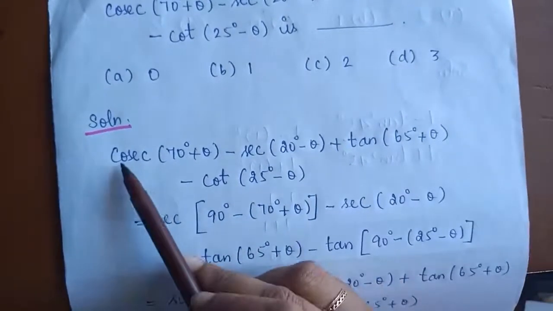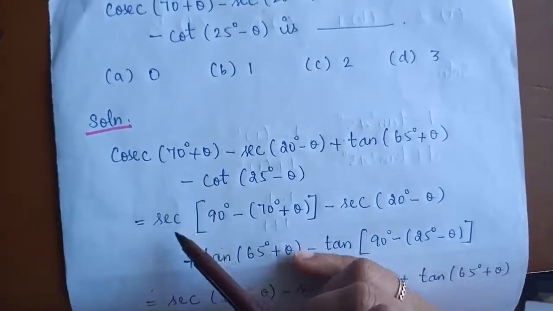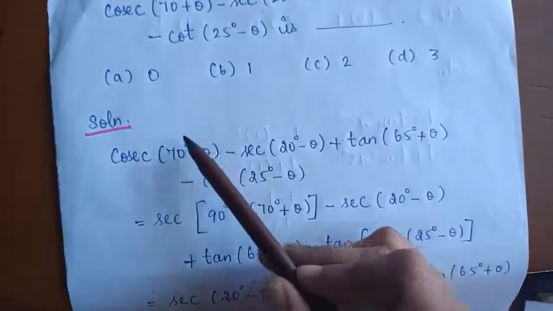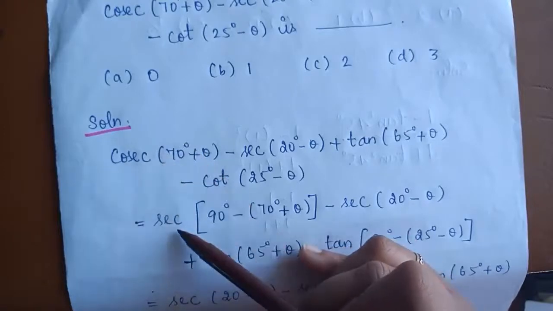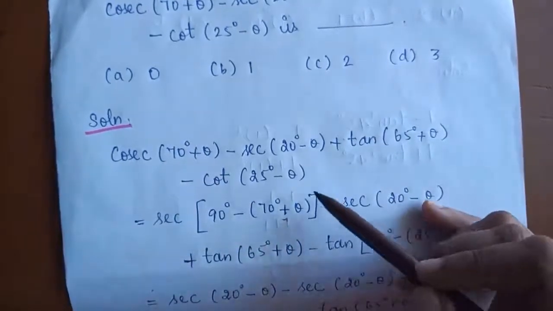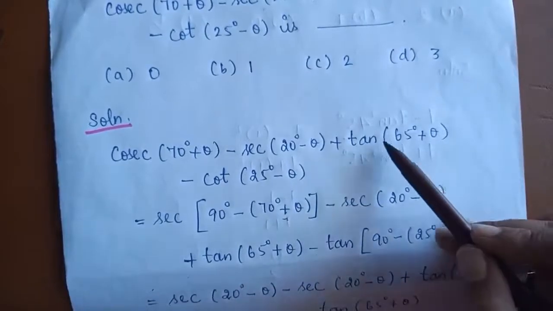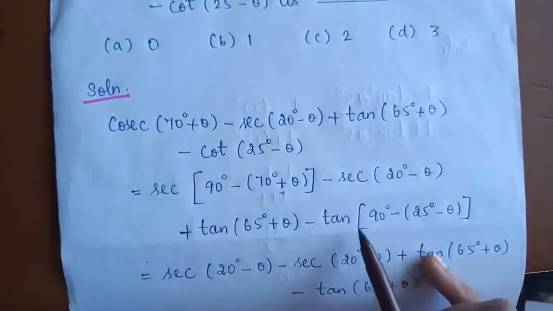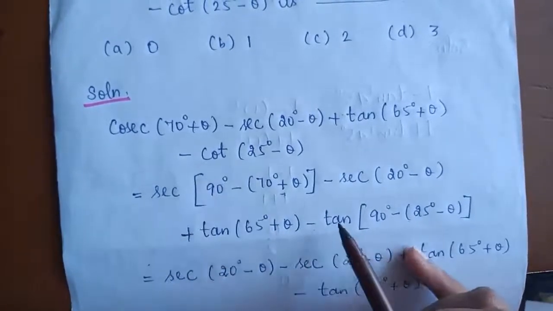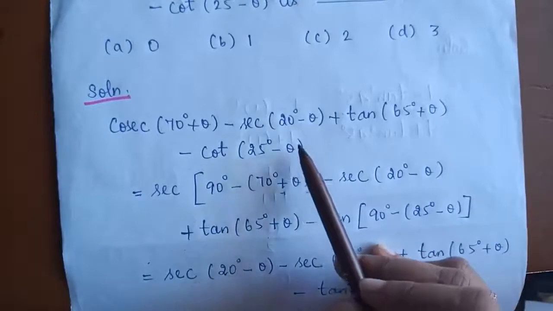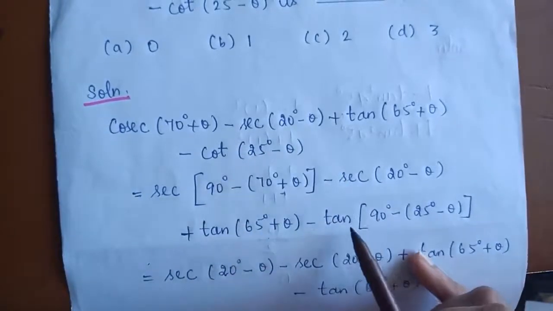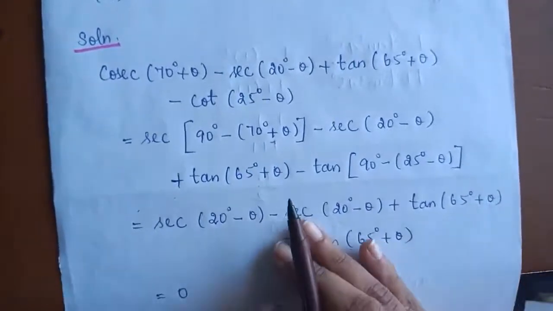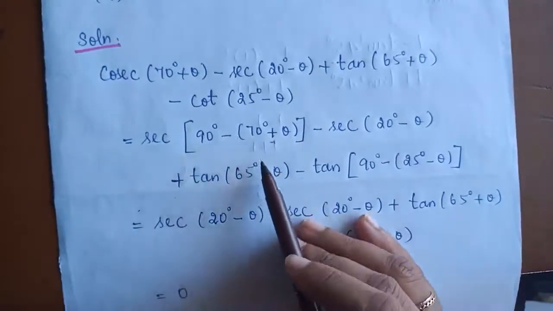We can write cosecant 70 degree plus theta as secant 90 degree minus 70 plus theta. That is, we are considering this whole as theta. So cosecant theta is nothing but secant 90 minus theta. Minus secant 20 minus theta plus tan 65 degree plus theta minus cot theta, which is nothing but tan 90 minus theta. Cot theta is nothing but tan 90 minus theta. We are considering this whole as theta. So tan 90 minus 25 degree minus theta. So that is 90 degree minus 70 degree is 20 degree.